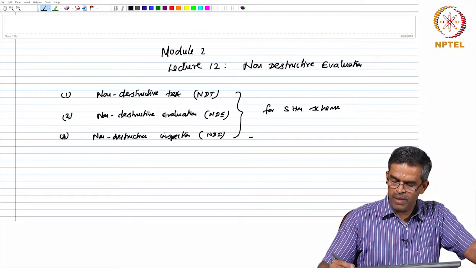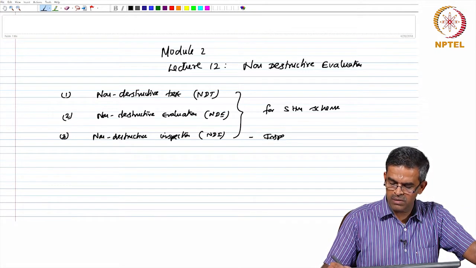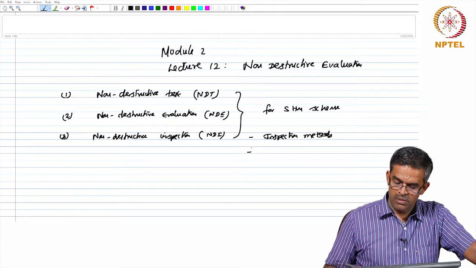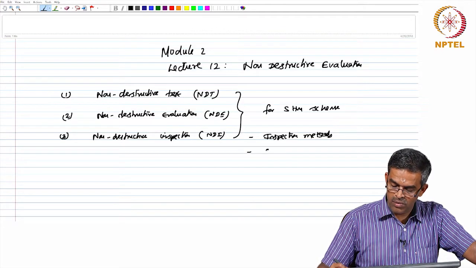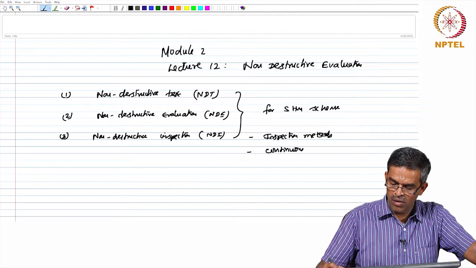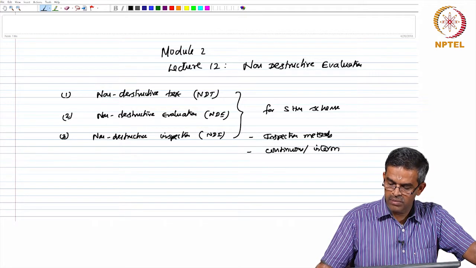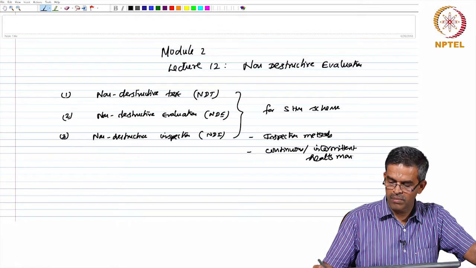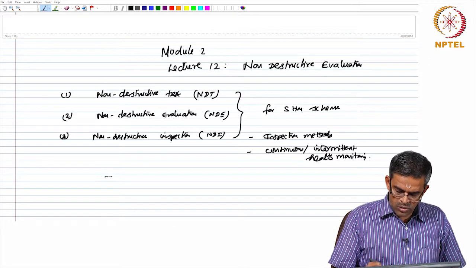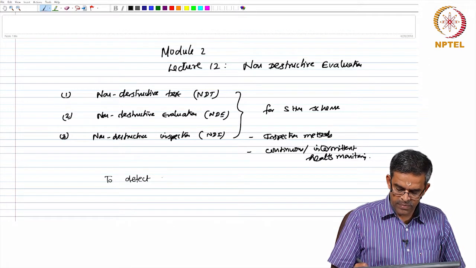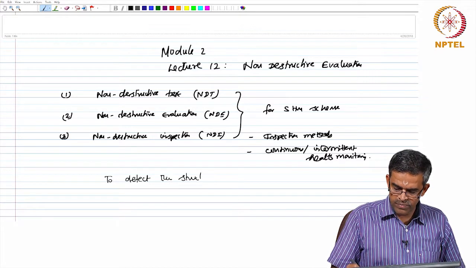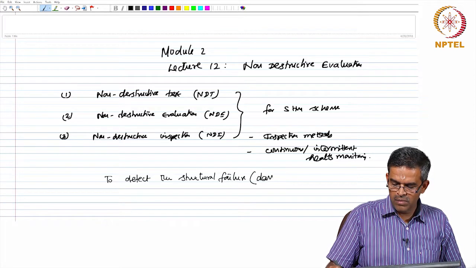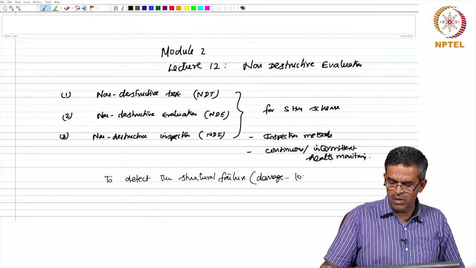They become a part and parcel of inspection methods, sometimes they also become a part of continuous or intermittent health monitoring. They are essentially used to detect the structural failure, or in a sense local damage.